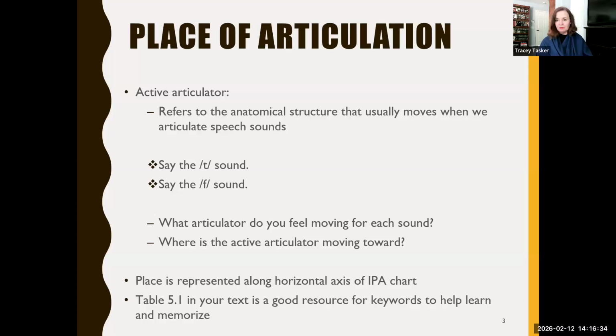When we talk about place of articulation, just a reminder, that's the horizontal axis of our IPA chart. I really like table 5.1 in the textbook in this chapter. I think it's a good resource because it includes keywords to help you remember the sounds and their place of articulation. So I think that's a good one to help learn it and memorize it, because you have to memorize this.